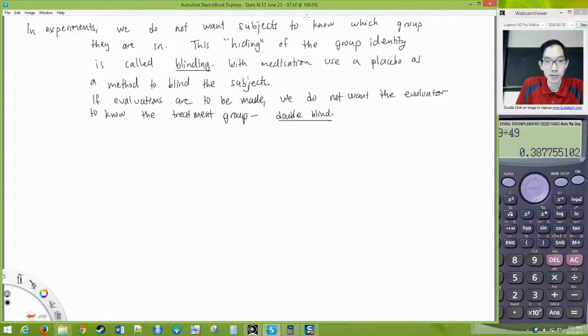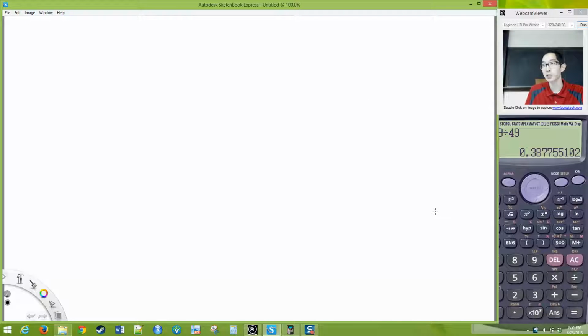Great. Okay, so that was observational studies and experiments. Just a quick check. Do we ever use placebos in an observational study? Never, right? Okay. Placebos are only used for blinding, and you'd only do blinding if you're assigning treatments in an experiment. In observational studies, the subjects get to self-choose.